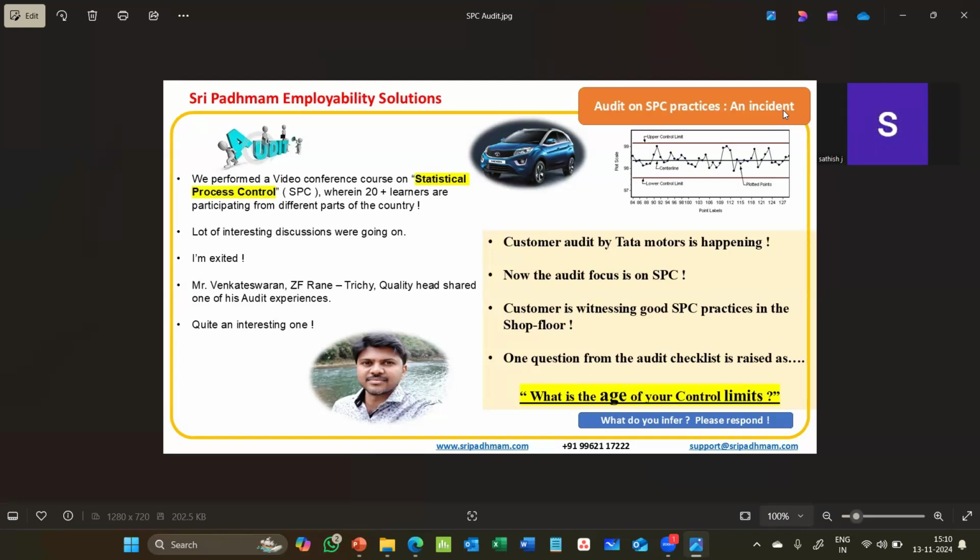Customer audit by Tata Motors is happening. The audit focuses on SPC. The customer is witnessing good SPC progress on the shop floor. One question from the audit checklist: what is the age of your control limit? I don't know. You guys should tell now. This is what indirectly you are meaning, correct?